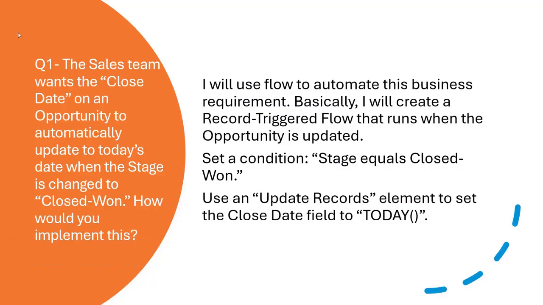So the first question, the sales team wants the close date on an opportunity to automatically update to today's date when the stage is changed to closed won. How would you implement this? So to implement this functionality, I will use Flow to automate this business requirement. Basically, I'll create a record triggered flow that will run when the opportunity is updated, and I'll set a condition stage equals closed won and use update records element to set the close date field to today.